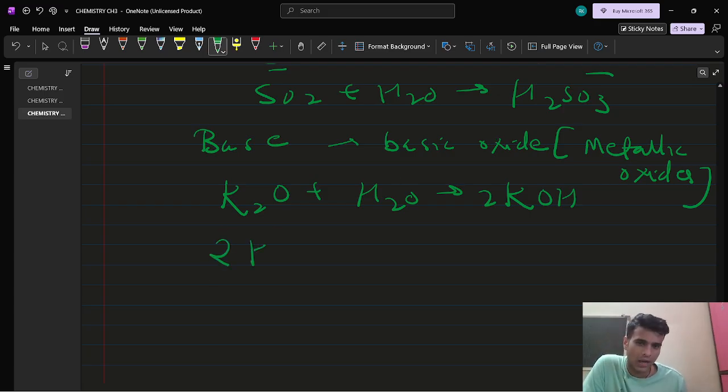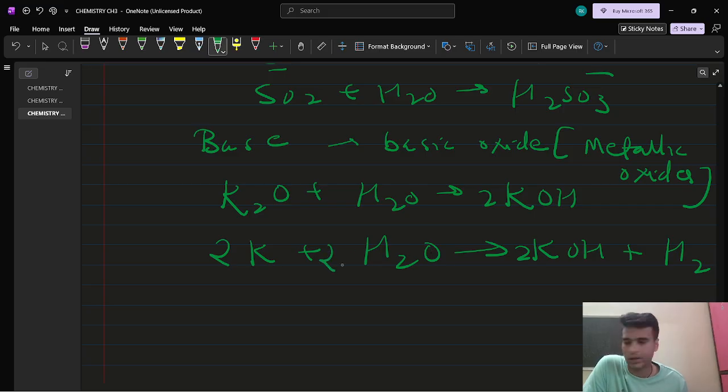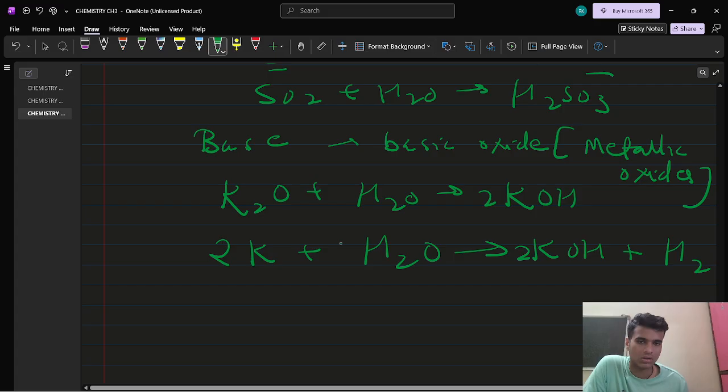But you may also add cold water to these strong metals. You will also again get KOH plus H2. Balanced. 2, yes, इधर 2.